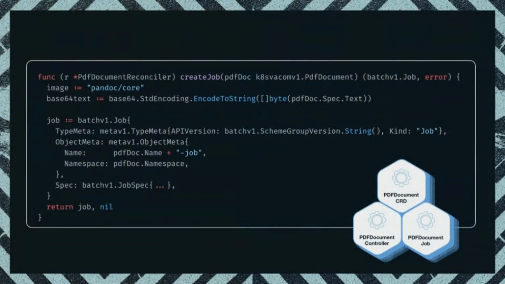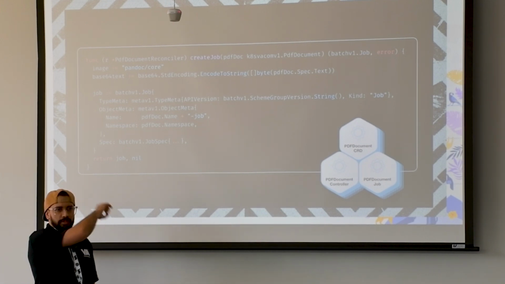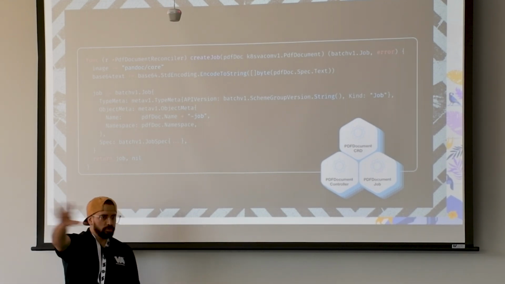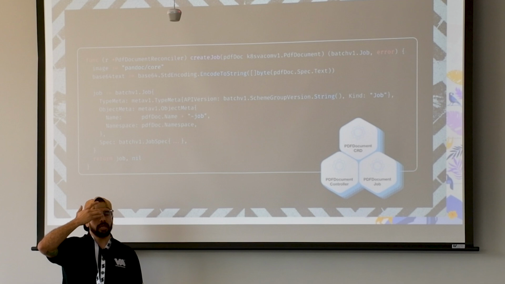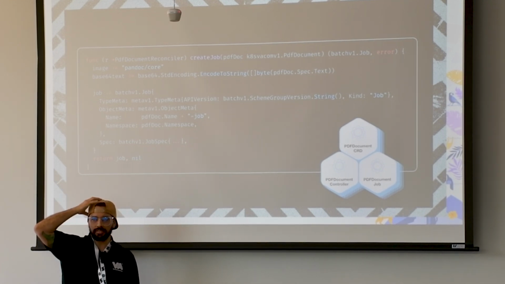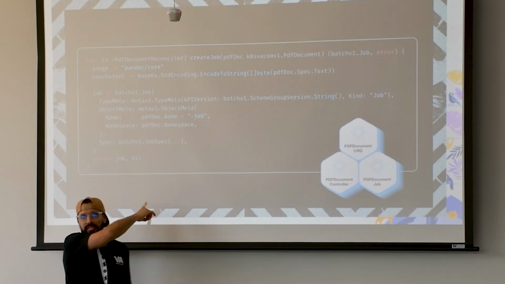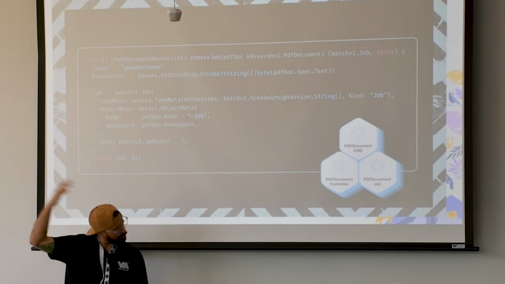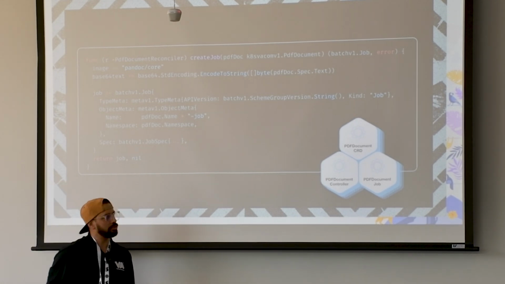Of course, I removed all of the things around this code, and I extrapolated all the functionality within this function, create job. As you can see here, I'm using the PDF document reconciler from the controller. And you can see here that I have an image which is called pandoc core. It's just an image that gets some other formats and turns them into PDF. I think it uses LaTeX. You could use Markdown. You could use some other stuff.